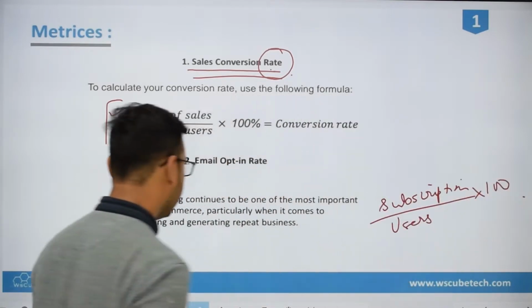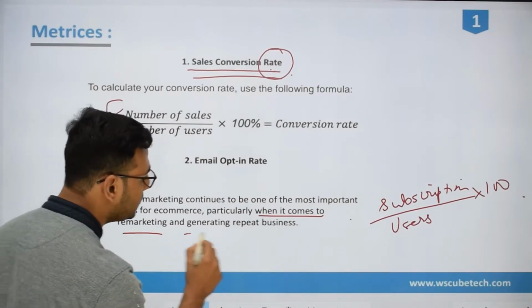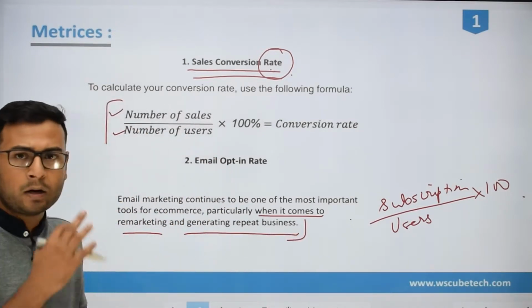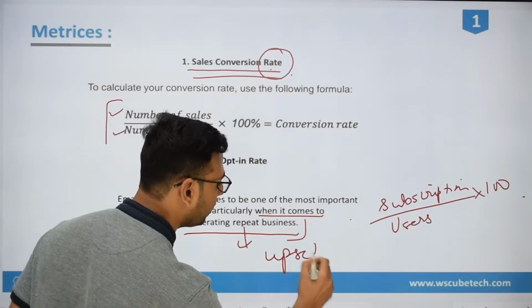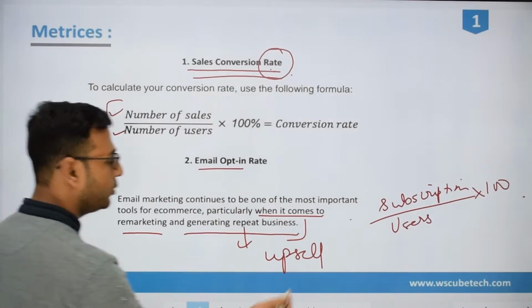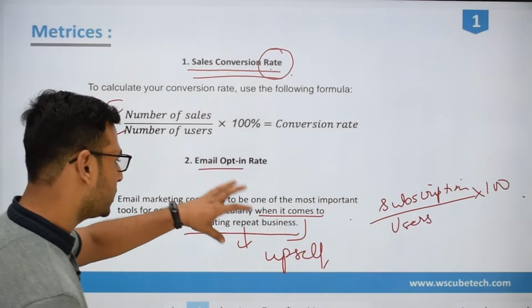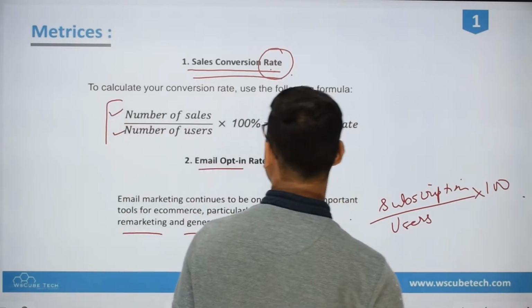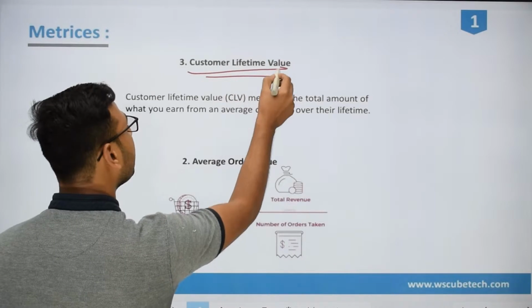So here it is, and see what I have written here, particularly when it comes to remarketing and generating repeated business. You can actually generate repeated business, something like upsell. You can upsell from this particular email opt-in option. You have different options over here, very much related to remarketing. Let's move to the different metric, which is customer lifetime value. This is again a very important metric.